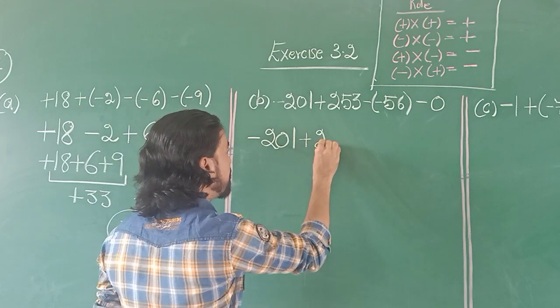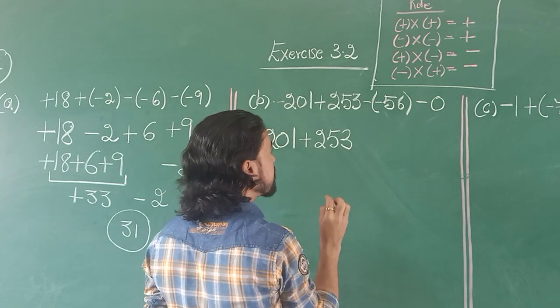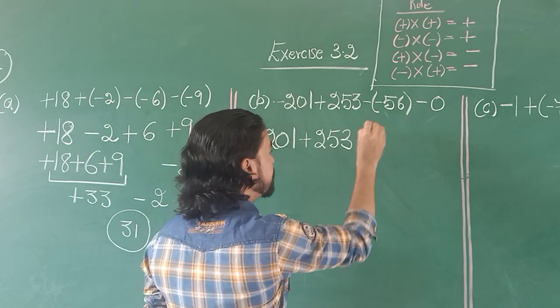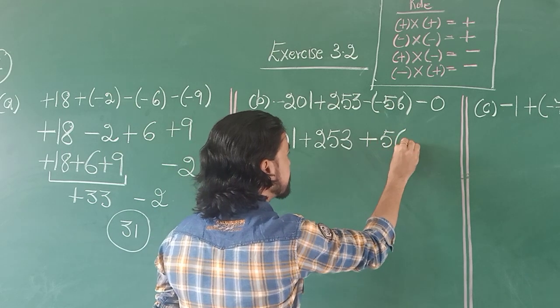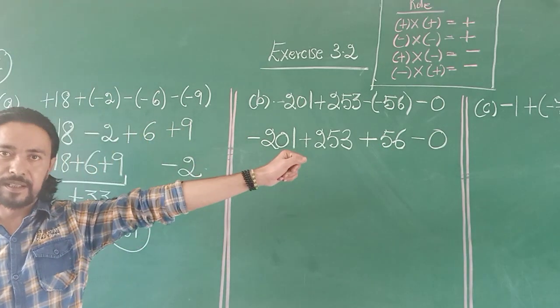plus 253, minus into minus plus 56, minus 0. Now you say how minus 0?